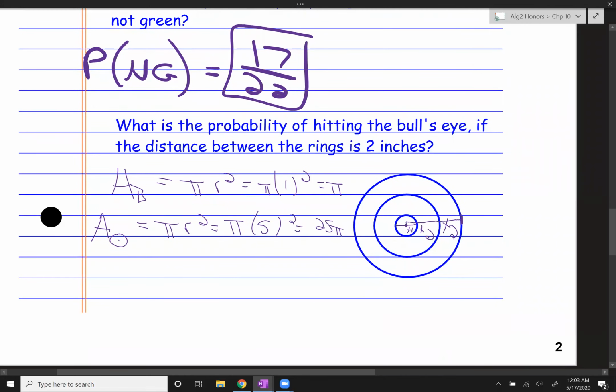So probability of actually hitting it is 1 pi over top of not hitting it is 25 pi, so it's 1/25. Well, that's not a very good chance. Well, that's why it's so much fun, right?